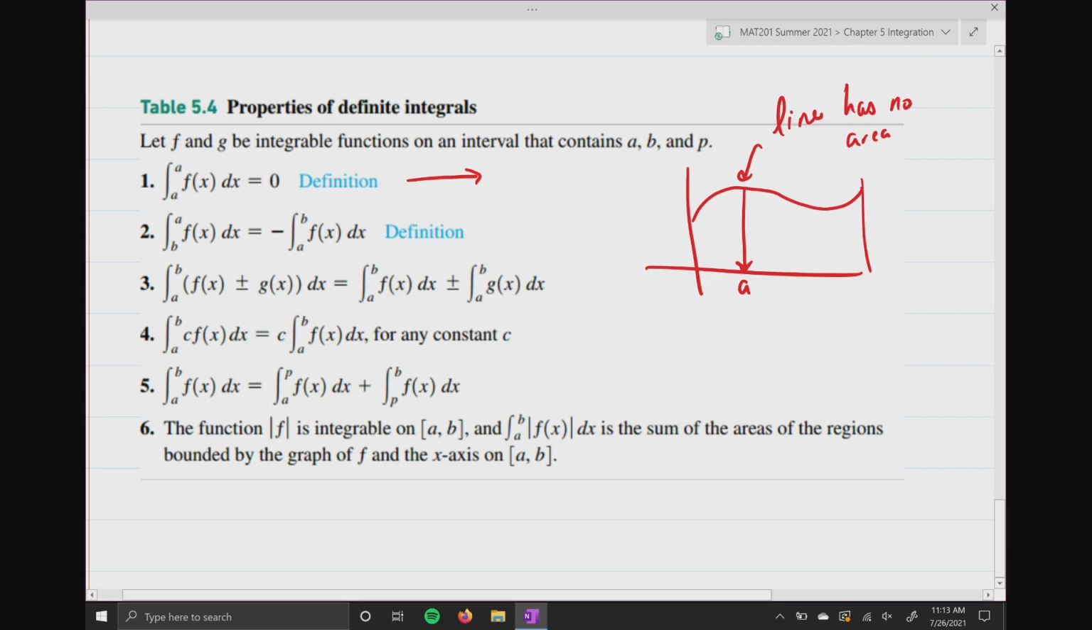Now the second integral says this. It says the integral from b to a of f of x is equal to the negative integral from a to b. So if you're looking at this, hopefully you're watching the video right here, because I want you to see how I'm going to shade this. So the integral from b to a of f of x. Oh, you know what? I'm going to do it this way.